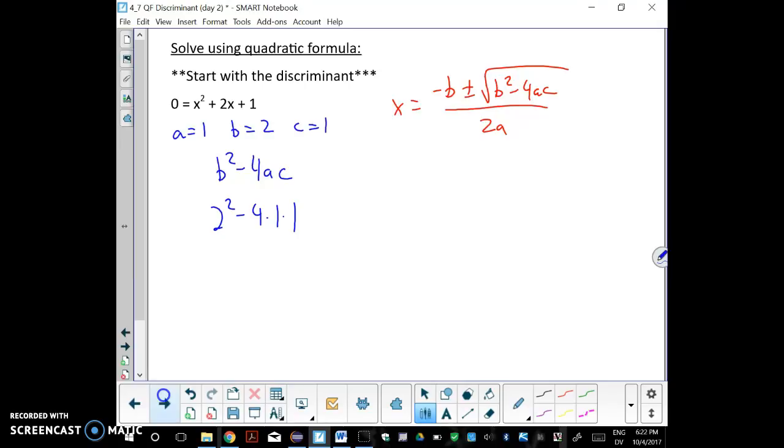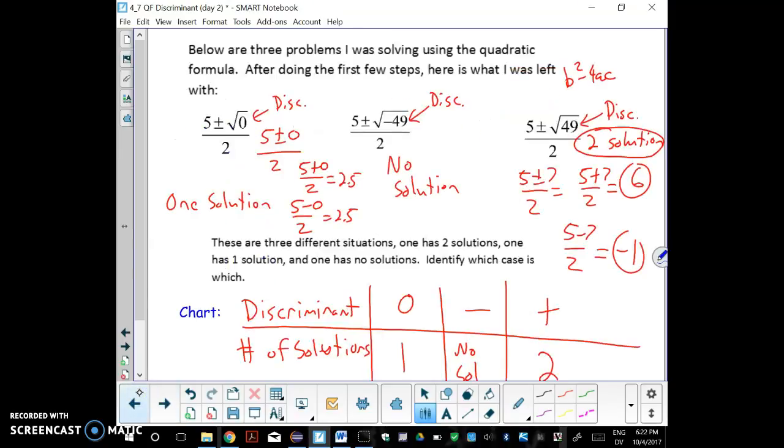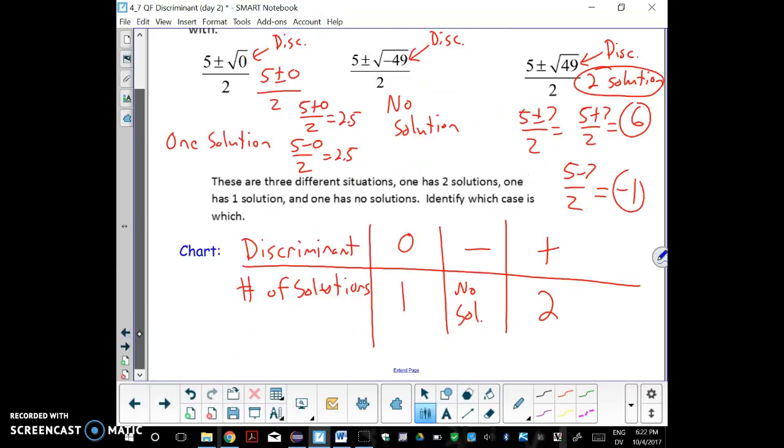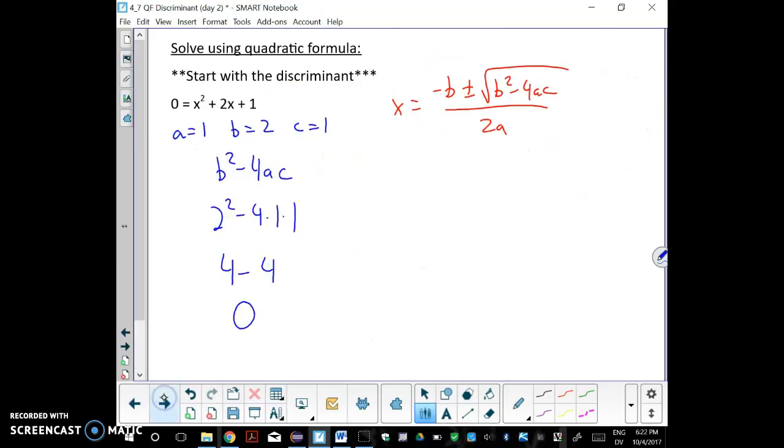All right, and it looks like we get 4 minus 4. So that is 0. That means the number underneath the check mark is 0. So if we go back to our chart, a 0 discriminant will have 1 solution. Okay, so I need to keep going and actually find it. This said solve. Our goal was to solve. So we know that there's going to be 1 solution, and if the goal is to solve, then we should actually find the 1 solution.